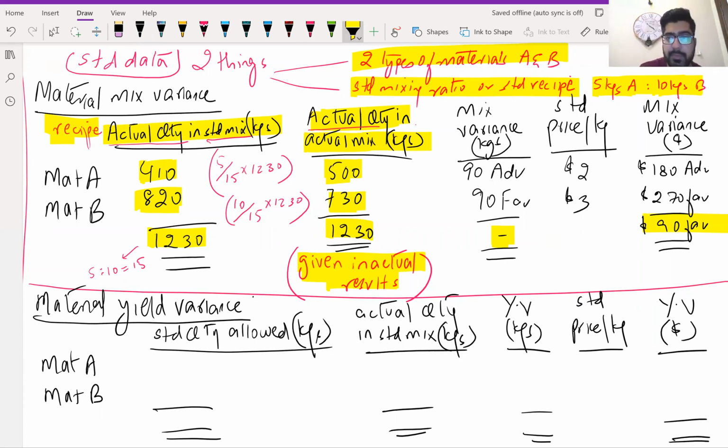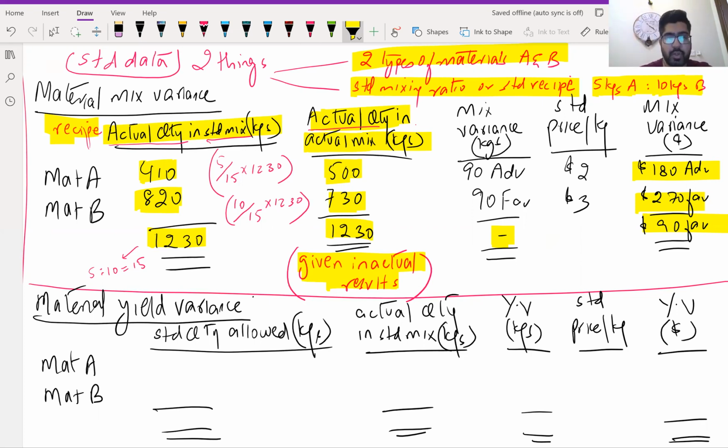You are done with material mix variance. Okay, so always remember only the first two columns are important. Actual quantity, actual mix is given. What you have input, 500 A, 730 B, always gives 1,230. Copy the same. Apply the standard mixing ratio 5:10. It's 15, 5 over 15, 10 over 15.